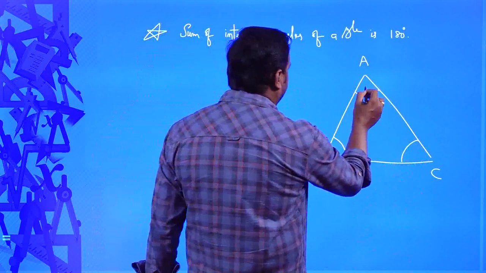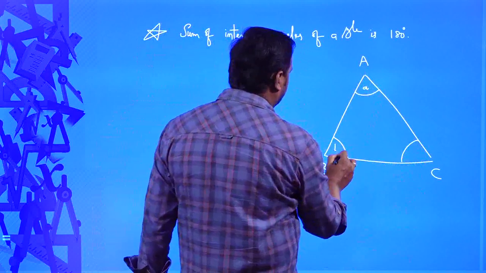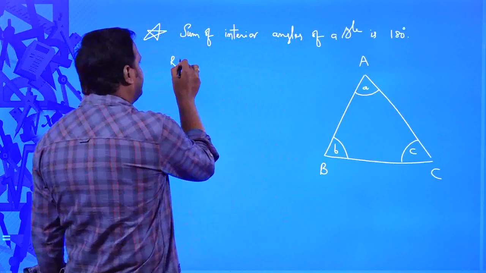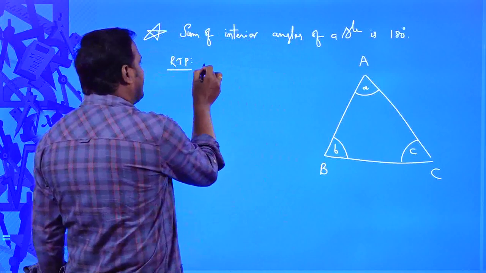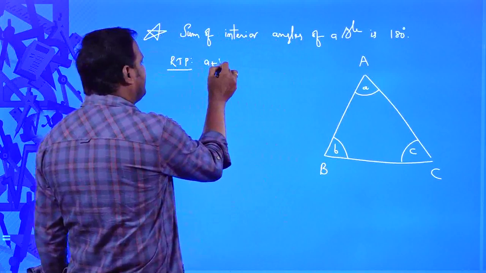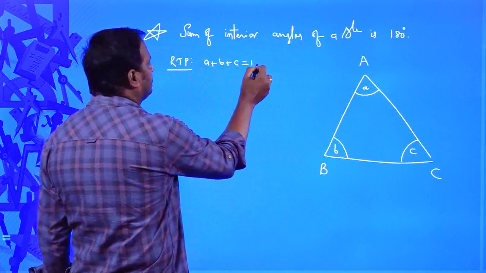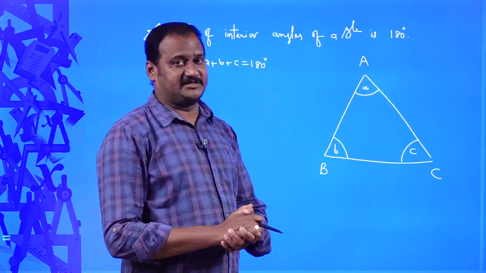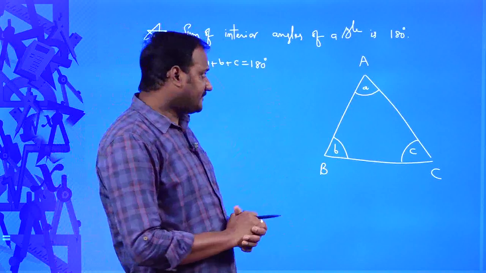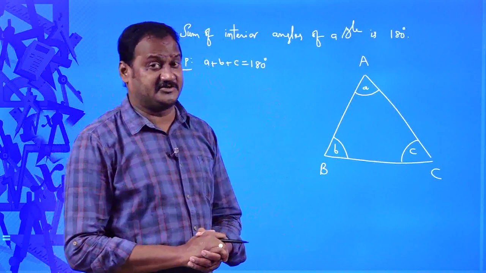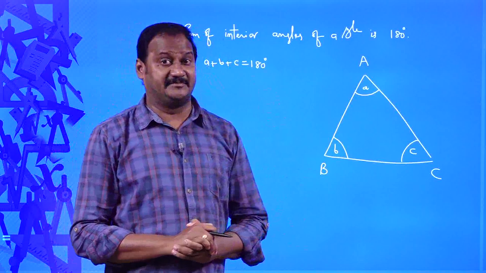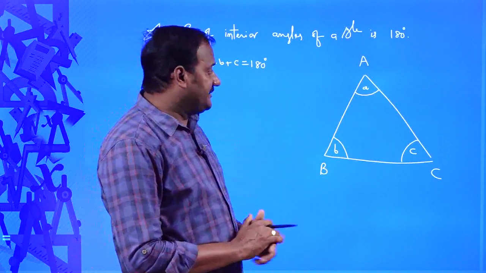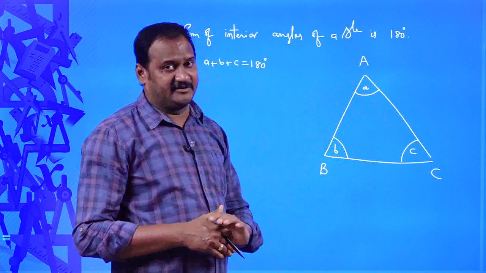Let me take this angle as small a, this angle as small b, this angle as small c. My aim here is to prove that angle A plus angle B plus angle C is equal to 180 degrees. In order to prove this, I am going to use the concept of a transversal between a pair of parallel lines. How do I do that? Because I do not have any pair of parallel lines here.